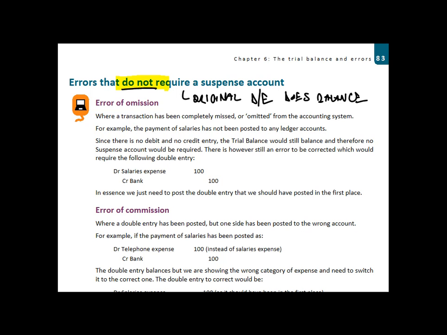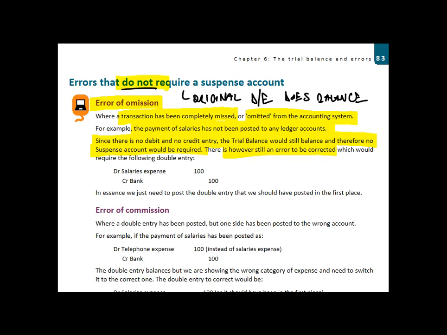They do have special names, starting with an error of omission. Now, an error of omission is where a transaction has been completely missed or omitted from the accounting system. So we just haven't posted anything at all. We haven't posted a debit and we haven't posted a credit. So let's say the payment of salaries has not been posted to any ledger accounts. Well, since there's no debit and no credit, then the trial balance would still balance, so no suspense account would be required. However, we do have an error that needs to be corrected. We've missed out an entire transaction. So an error of omission is where you've omitted both debit and credit.